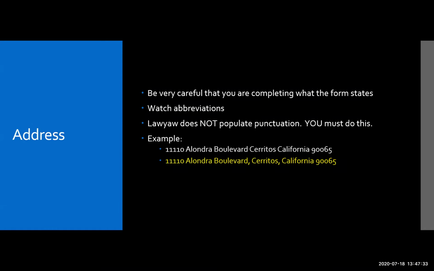Address. Now be very careful with addresses that you are completing what the form wants. For example, sometimes legal forms will only want the city and the zip code. That is because the forms are specific to a state, so they don't want you typing in the state. They may just want you to say Pasadena 90017. So read the form. The form will tell you what to do.